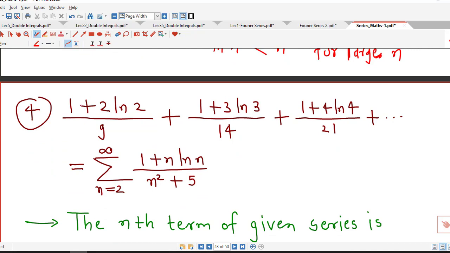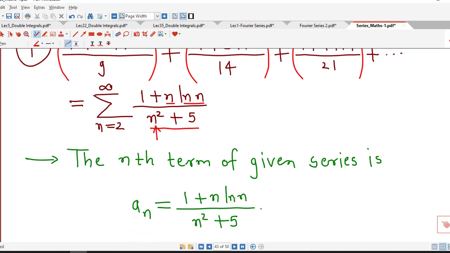Next example, the series is 1 plus 2 log 2 divided by 9, plus 1 plus 3 log 3 divided by 14, plus 1 plus 4 log 4 divided by 21, which we can rewrite as 1 plus n log n divided by n square plus 5. The series is starting from n equal to 2. For n equal to 2 we have 2 square which is 4 plus 5, that is 9. For n equal to 3 we have 3 square which is 9 plus 5, 14, and so on. So this is the nth term of the given series, 1 plus n log n divided by n square plus 5.